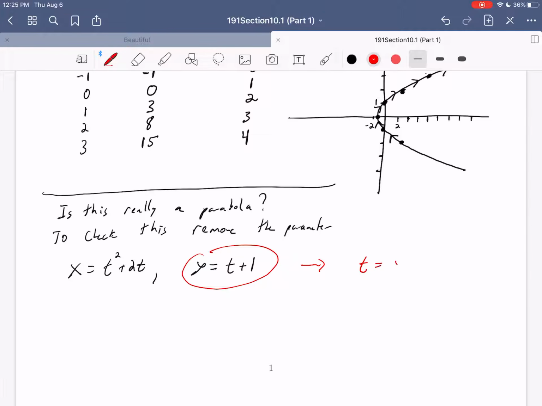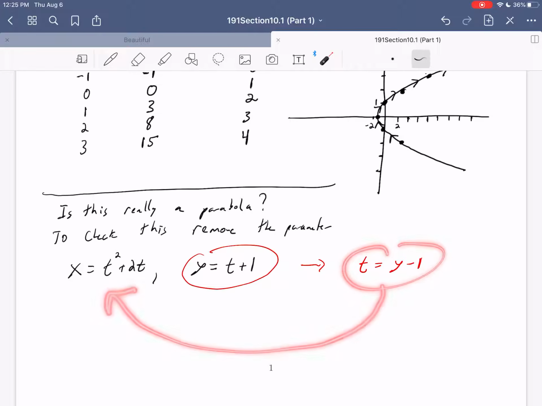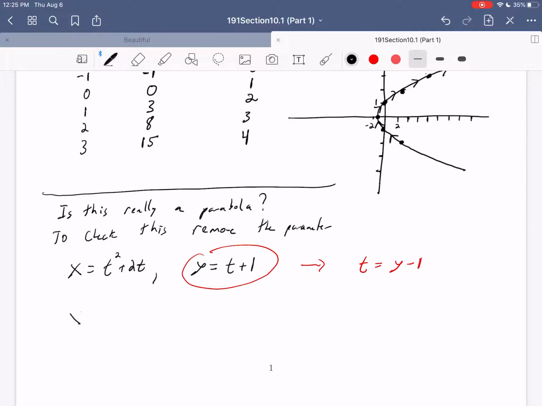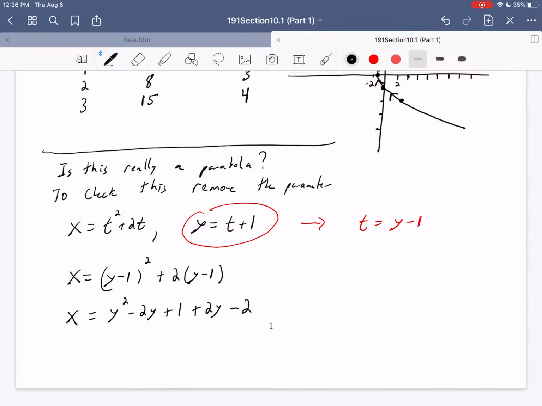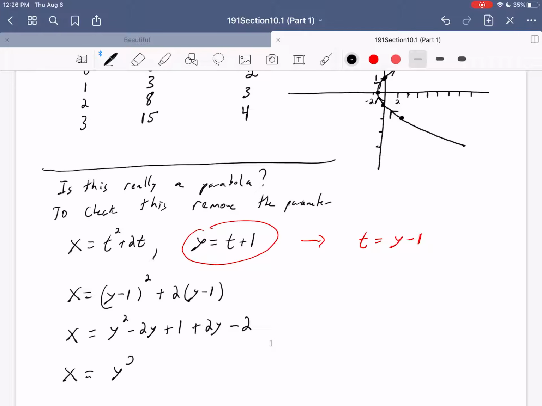Now, notice what we could do is we could take this equation and use this to say that t is really y minus 1. Well, if we know that t is y minus 1, we could plug that in here. And we could then get that x is (y minus 1) squared plus 2 times (y minus 1), right? That's just replacing the expression of x in terms of t using the fact that t is equal to y minus 1. Now, if we go ahead and expand that out, we get that x is y squared minus 2y plus 1 plus 2y minus 2. And notice that we could get that that is x equals y squared minus 1.